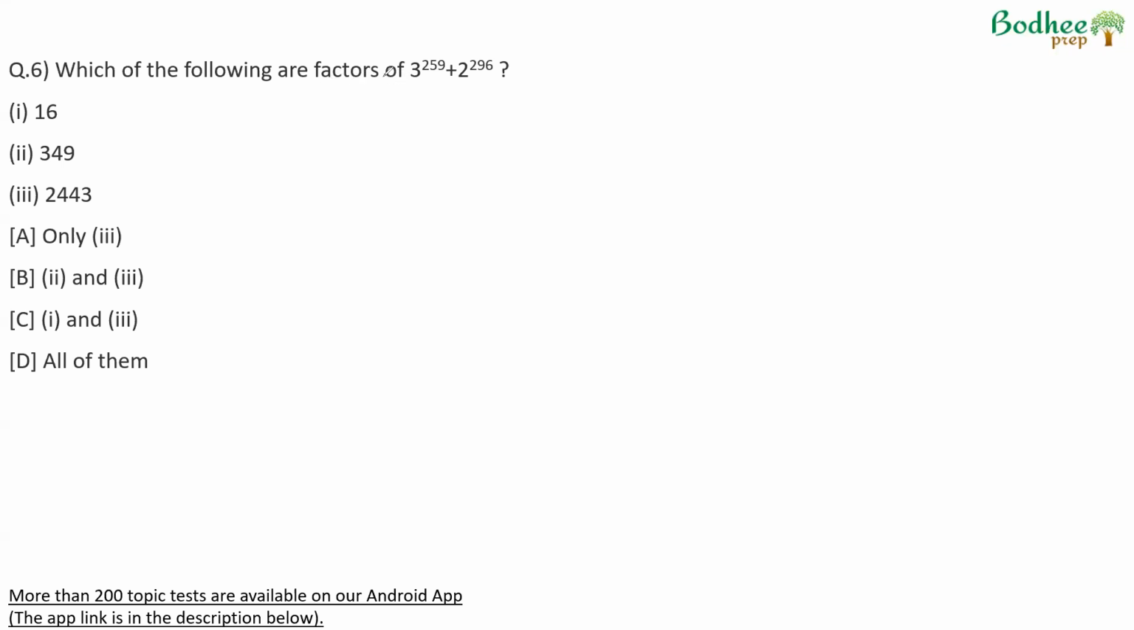Which of the following are factors of 3 raised to the power 259 plus 2 raised to the power 296? First of all, let us look at common factors here. The difference between 296 and 259 is 37. Now, 37 into 7 will give me 259. 37 into 8 will give me 296.